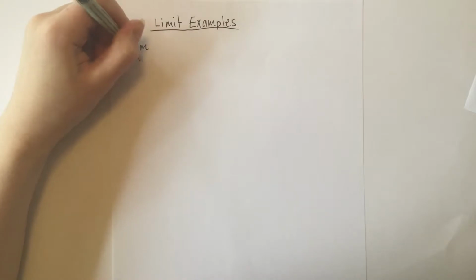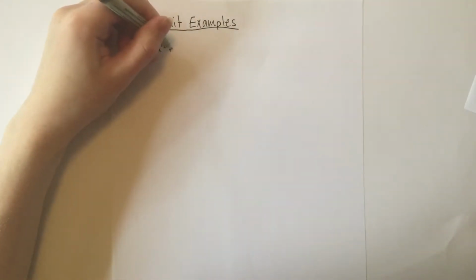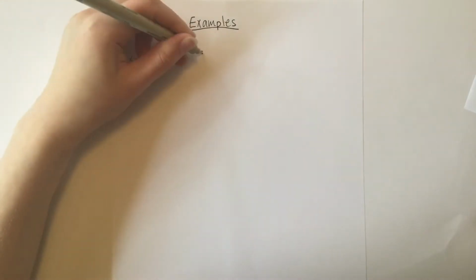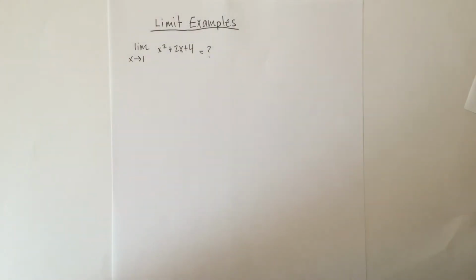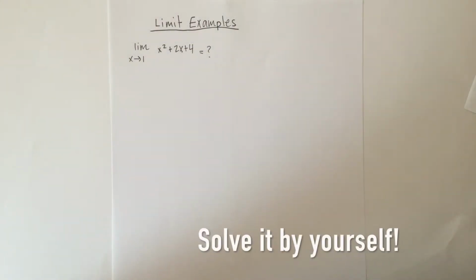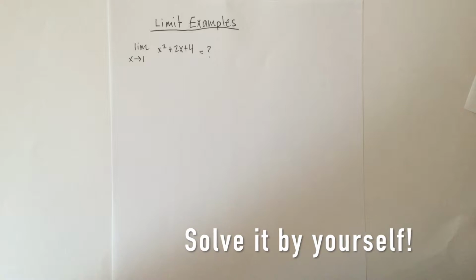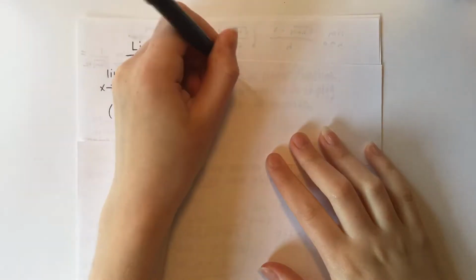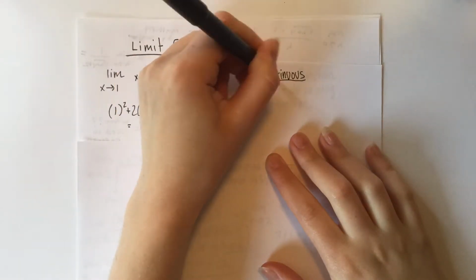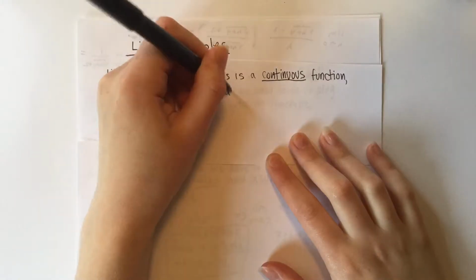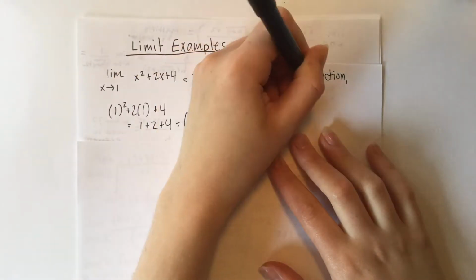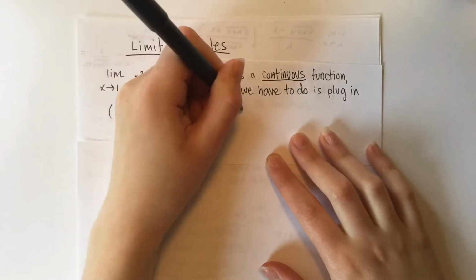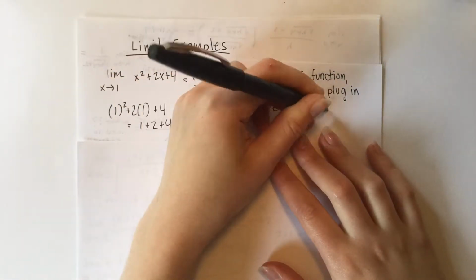Let's do more limits. So this is a fairly easy one. It's the limit of x squared plus 2x plus 4 as x goes to 1. Since this function is just a normal quadratic function with no asymptotes or holes or anything like that, all we have to do is plug 1 into the function and we'll get the number 7 as our limit. So that's pretty easy. There's not a lot you have to do there.